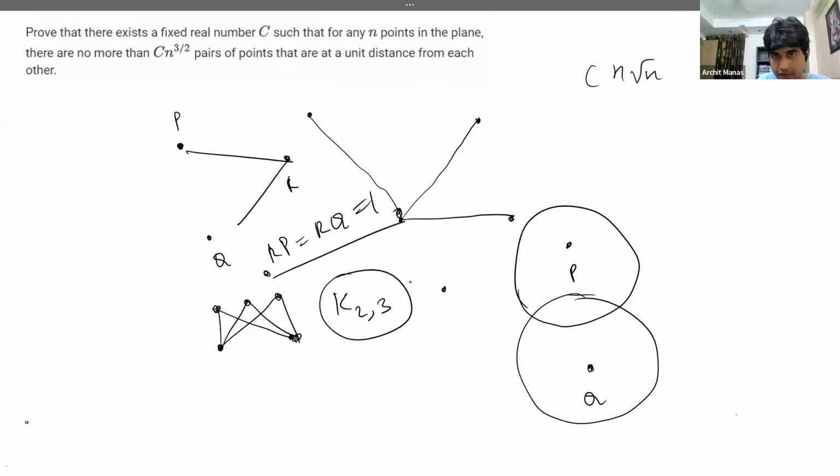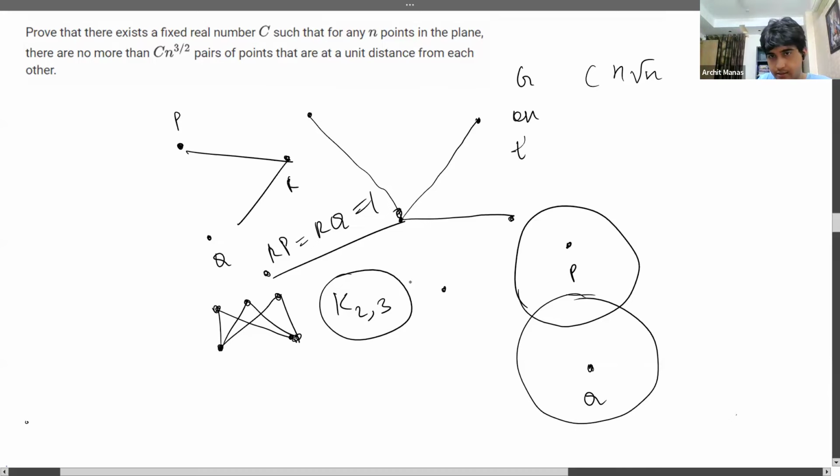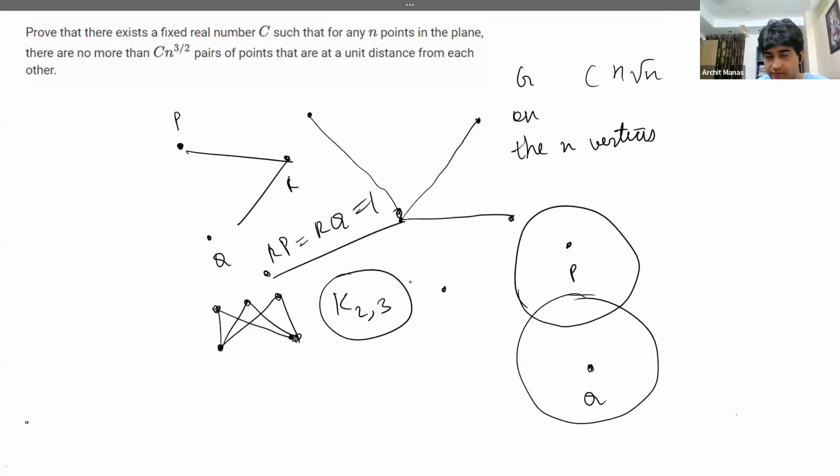So what we're doing is we're building a graph G on the n vertices, where you have an edge PQ if and only if P and Q are exactly 1 apart, a unit distance apart, right? And then they were observing that this graph avoids a K2,3. Why can it not have more than 2 points?